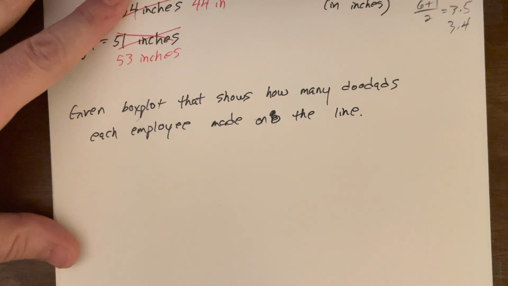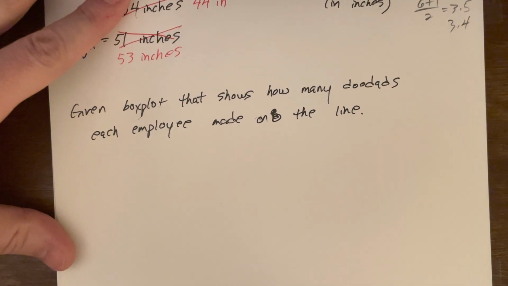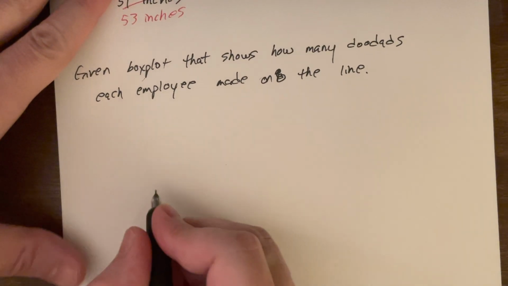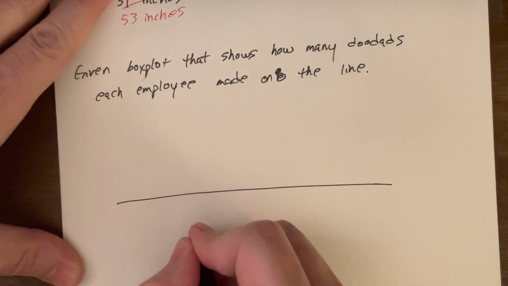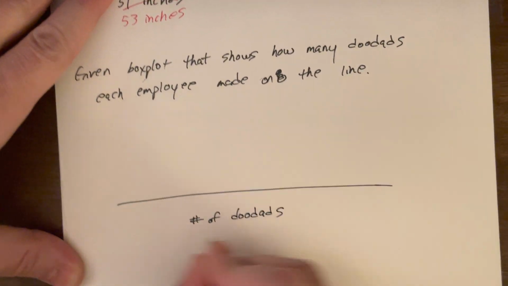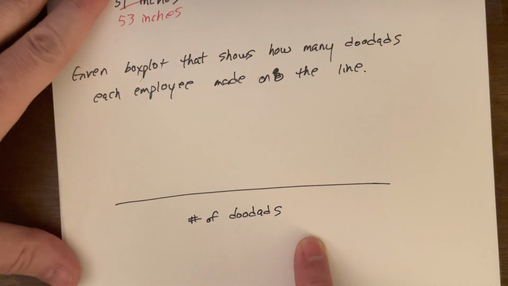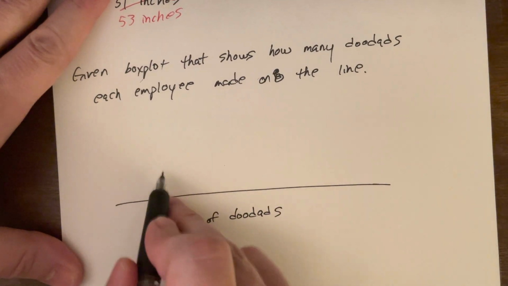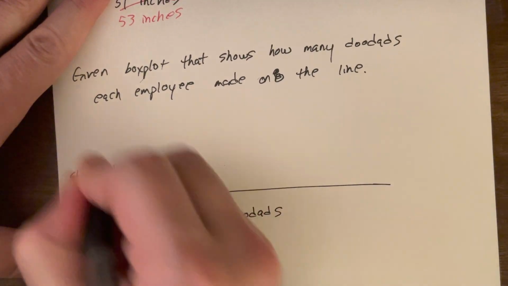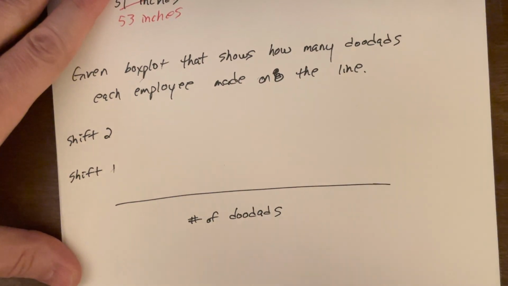So I'm giving you, and we're going to do this by shifts. We're going to have two box plots. We're going to compare the first shift to the second shift. So we have number of doodads, labeling our axis, not just an x-axis, making it clear what this represents. And now I'm going to have two boxes. So I'm going to make it clear. This first one represents shift 1, the day shift, and the second one is shift 2, the night shift.